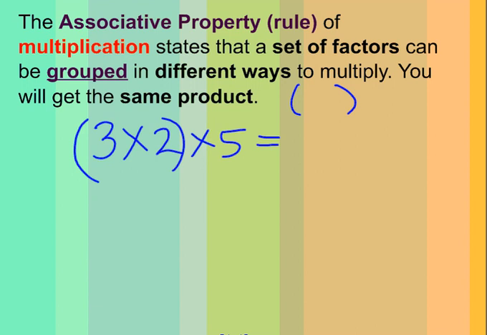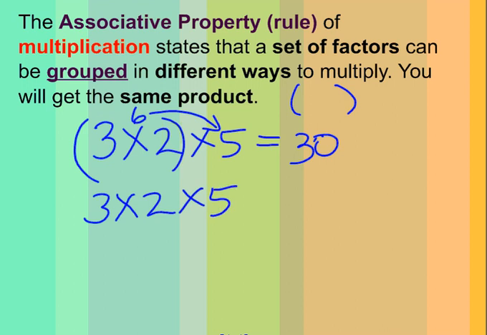So if I put parentheses around my first two factors and I multiply 3 times 2, I know that equals 6. Now I'm going to multiply the 6 times the 5. 6 times 5 equals 30. Now I can take that same equation with the same factors, 3 times 2 times 5, which I know equals 30, but I can group it a different way. I can put my parentheses around these two factors, the 2 and the 5. 2 times 5 equals 10. Then I'm going to multiply the 10 times 3, which also equals 30. So I get the same product no matter how I group my factors.